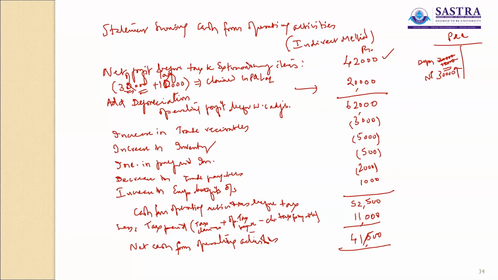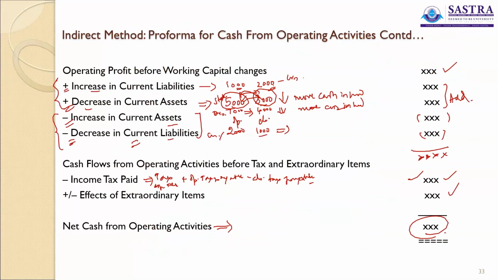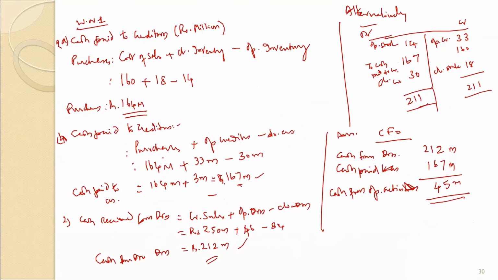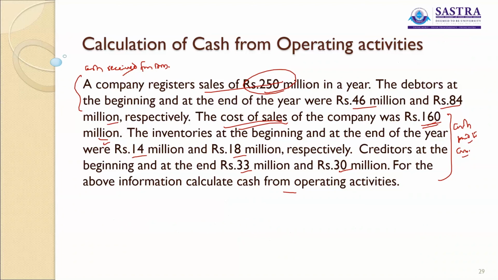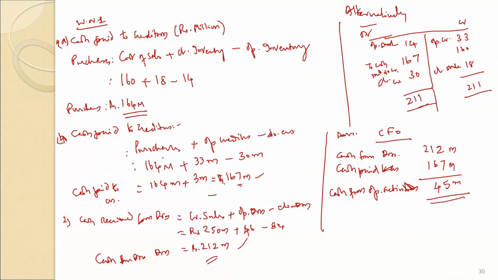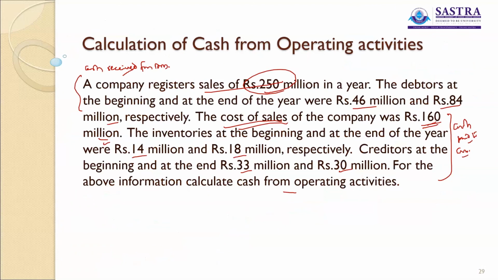Hope you are now in a position to understand the method of calculating cash from operating activities under the direct method. See, for questions like this, you cannot do the indirect method because profit is not given directly. There is no profit available in the question. So we have to do it based on the direct method, no other.